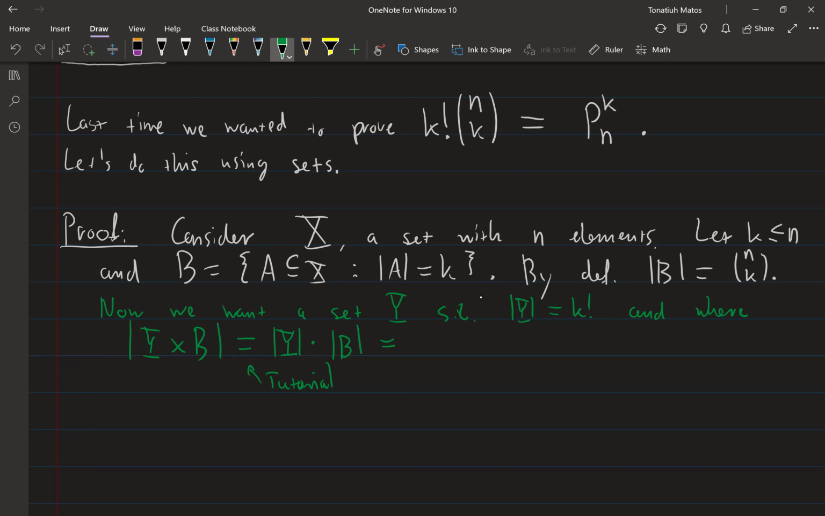Right, and if we're done with this, and we know that Y has size k factorial, and B has size n choose k, then all we have to make sure is that this product, this set, indeed has size P(n,k), because then we're done. That's the equality that we wanted to prove, and we have these sets in the middle that are helping us do this, right? So how do we do that? How do we define a bijection between these sets?